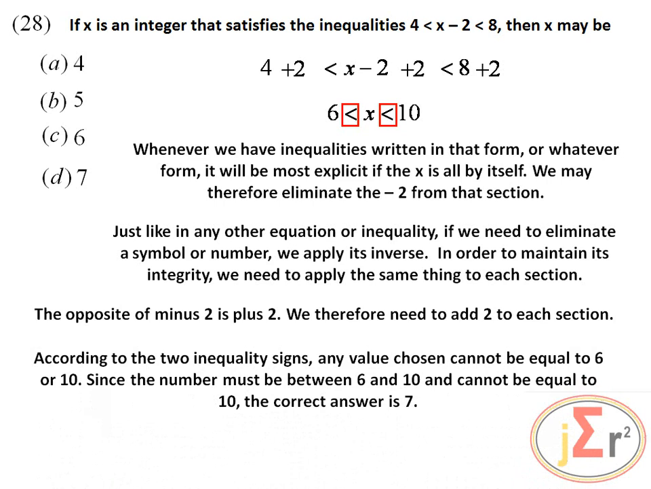Since the number must be between 6 and 10 and cannot be equal to 10, the correct answer is 7. So the number must be between 6 and 10. It cannot be 6 and it cannot be 10 because we do not have less than or equal to. We have strictly less than, and we have that same thing right here. So we are sure that it cannot be 6. So the one that is between 6 and 10 is 7, and the others are out of the range. Option D is correct.